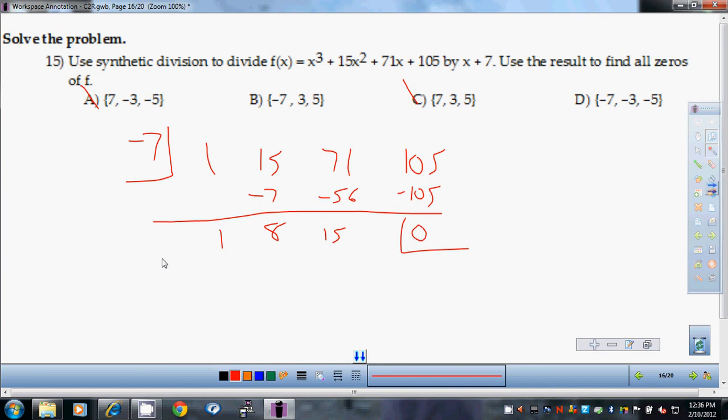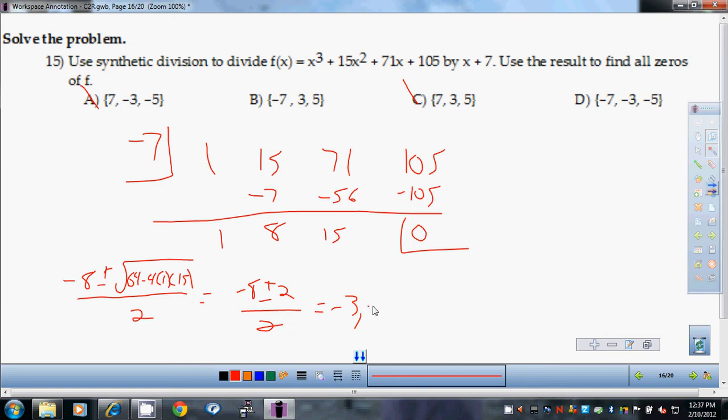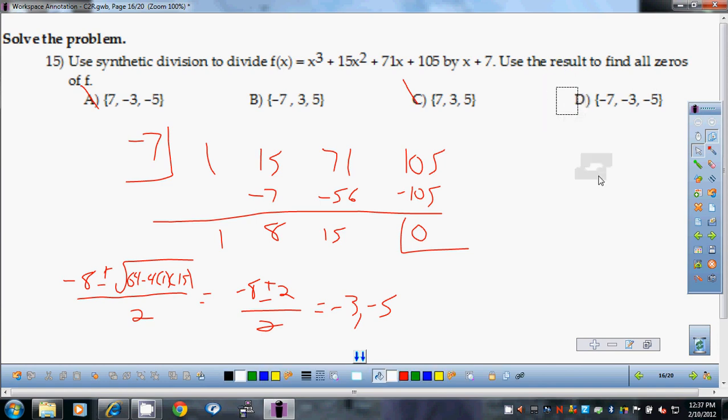Yay! You get this. You could do it however you want. You can factor, you can do quadratic. I think quadratic is the easiest way to go. That's 8. 64 minus 60 is 4. Square root of 4 is 2. Negative 8 plus 2 is negative 6. Negative 6 over 2 is negative 3. Negative 8 minus 2 is negative 10. Negative 10 over 2, negative 5. So it would be D.